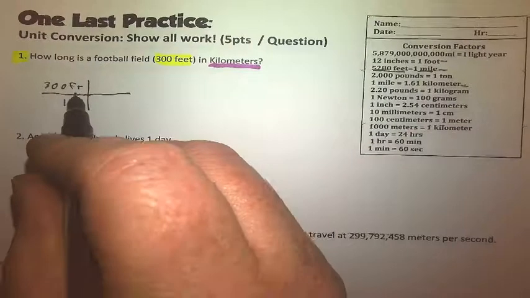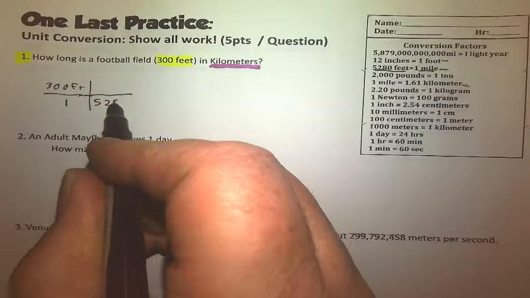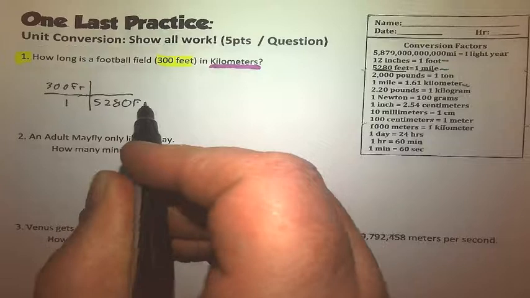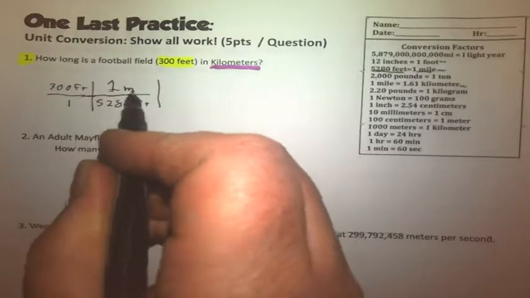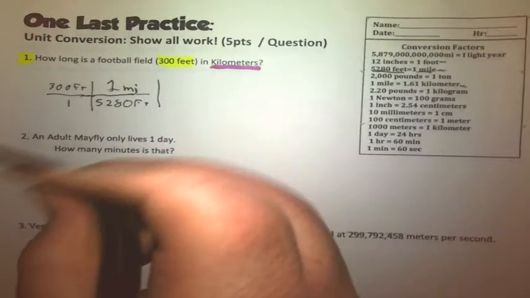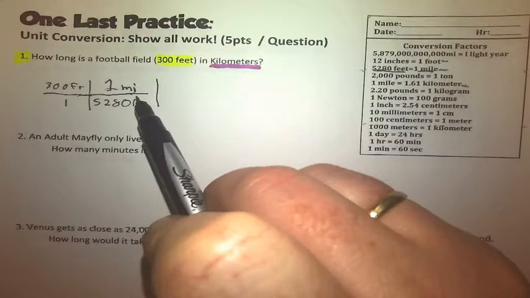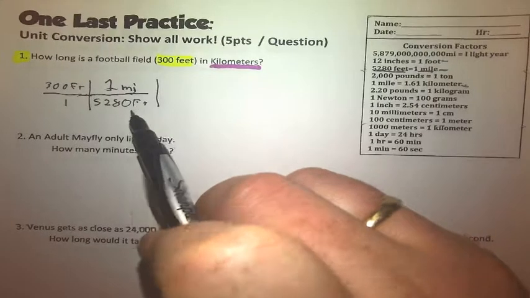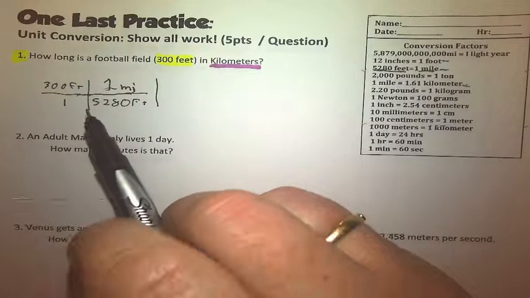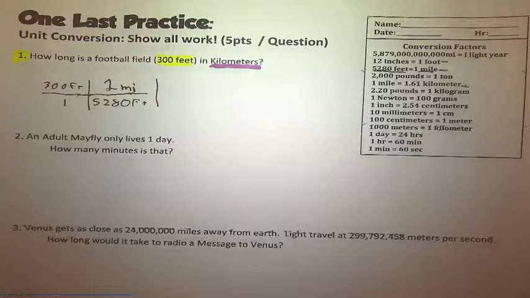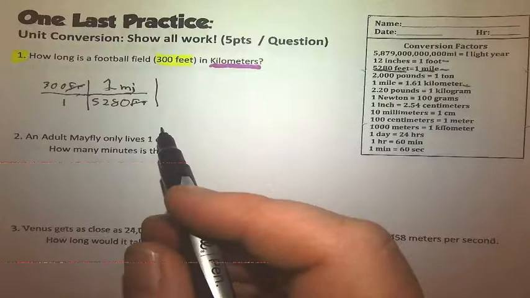I've got feet at the top, which means I need the feet at the bottom to get rid of it. 5280 feet per 1 mile. One of the things I noticed in the practices, not everybody was keeping clear that if you've got a conversion factor, the top and the bottom must be the same thing. 1 mile is 5280 feet. 5280 feet is equal to 1 mile. In this case, the feet cross off. There's units on top, units on the bottom.